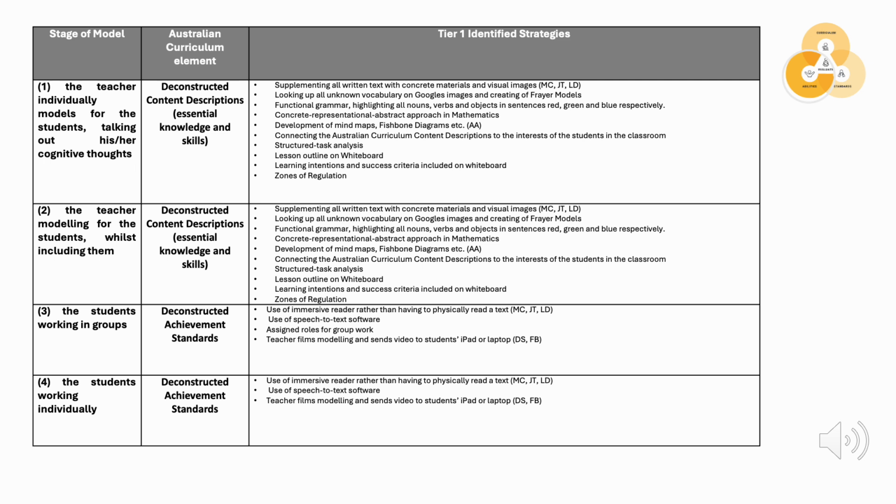The first stage being teachers modeling the skills and teaching the knowledge by themselves, talking out their cognitive thoughts. The second stage being the teacher working with the students in the process of modeling the skills and teaching the knowledge. The third stage being students working in groups. Fourth stage being students working independently.